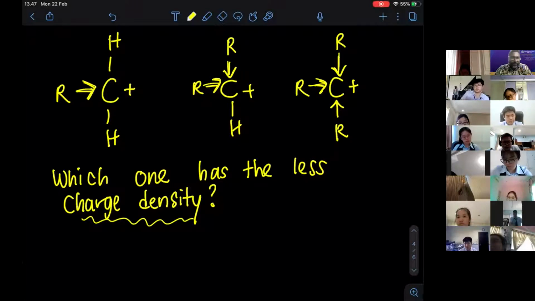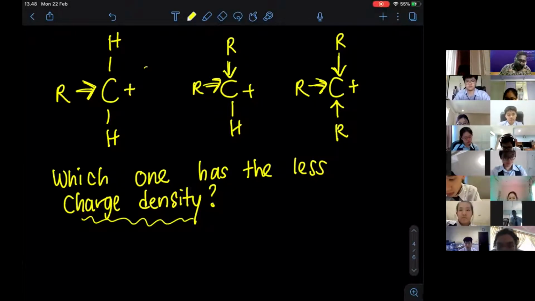What is charge density? Charge density is a measure of how much charge there is in one particular volume, so it is measured by charge over volume. For an atom or any kind of molecule, we don't use volume; we can refer directly to the radius, so it is charge over radius. Basically, it is the amount of charge.